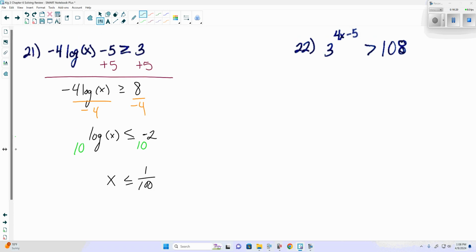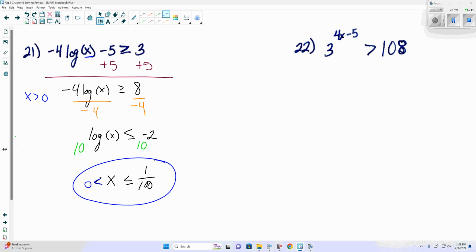Well, less than, that means we do have some restrictions. It has to be greater than 0. So the full answer, especially in the back of the book or the review sheet, is 0 is less than x is less than or equal to 1 over 100. Because whenever we have logs and it's less than, unless it's a real rare case, we do need that restriction, 0 is less than x or whatever the number is. But for exponents, like number 22, there are no restrictions.